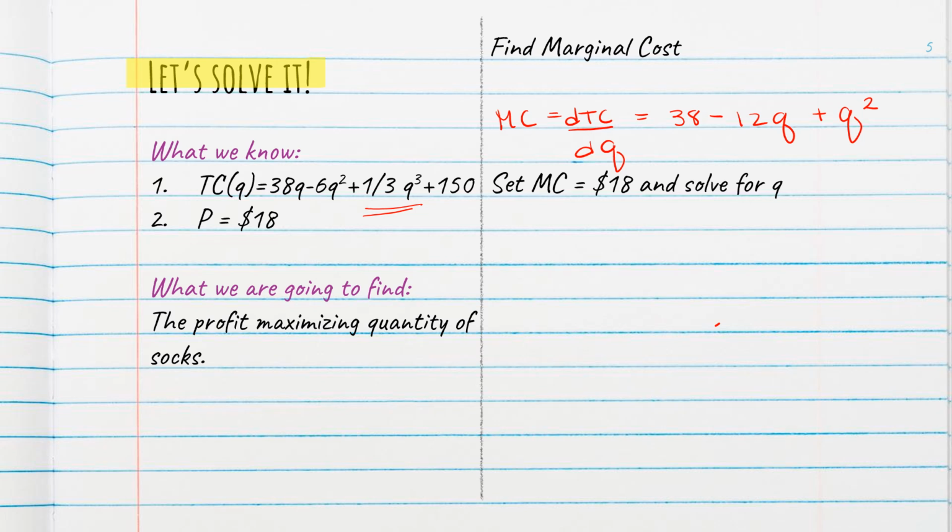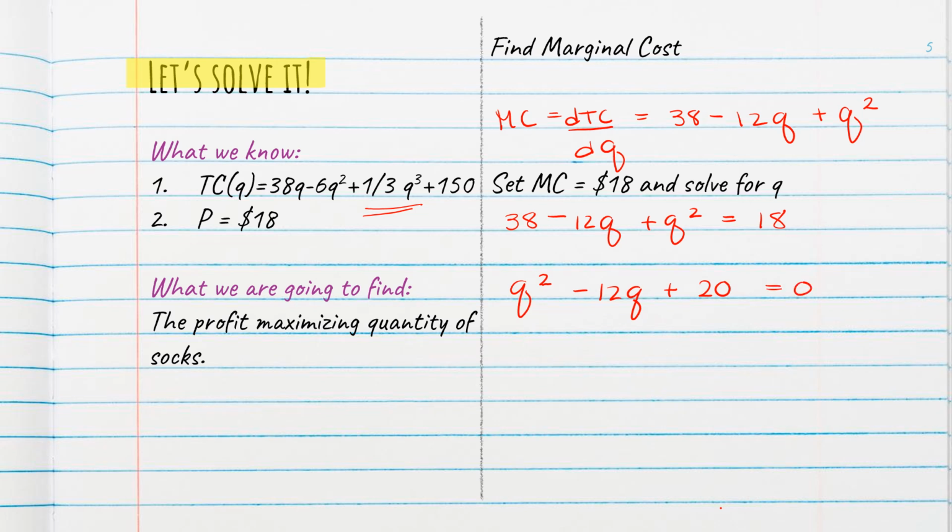What do we do with this thing? We're going to set this marginal cost curve equal to 18, and we're going to solve for Q. I hope you recognize what's going to happen here. We have a Q squared term, so we're going to end up with a quadratic. So we get 38 minus 12Q plus Q squared is equal to 18. I'm going to move everything over to the left-hand side of the equation, and at the same time organize this in the standard quadratic structure where the squared term is first, then the single Q value, and then the constant. So I end up with Q squared minus 12Q plus 38 minus 18, which is 20, equals 0.